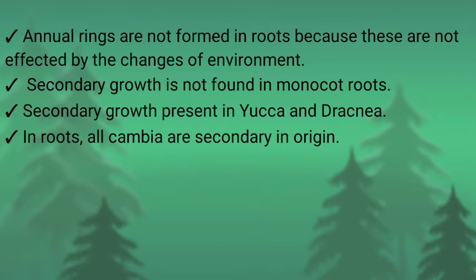Secondary growth is not found in monocot roots. Secondary growth is present in some monocotyledonous plants like Yucca and Dracaena. In roots, all cambia are secondary in origin. Remember, there is no formation of annual rings in roots of dicots during secondary growth.